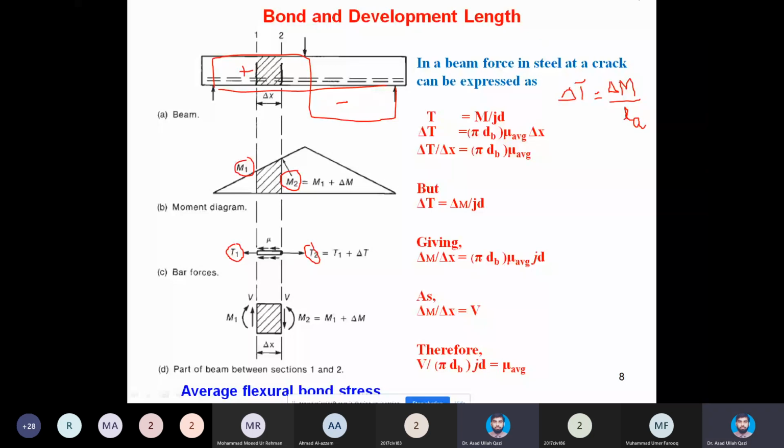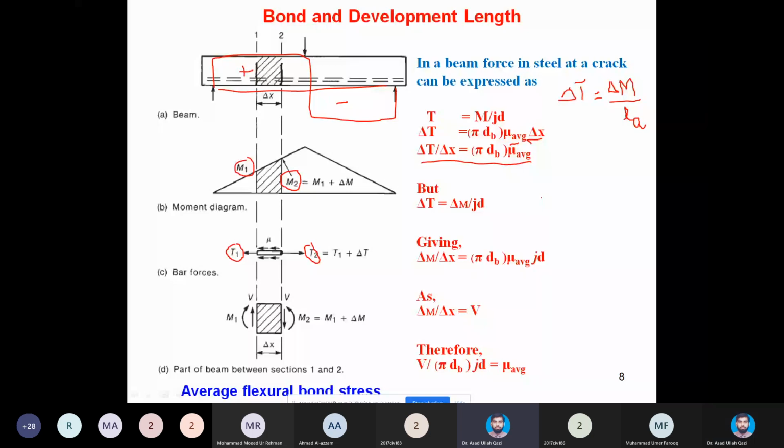So what was delta T? We derived it on the previous slide: delta T is pi db times mu average on the contact area between steel and concrete on a length delta x. Bring that delta x as denominator on the left hand side. So this equation we have developed on the previous slide, so you know it very well.